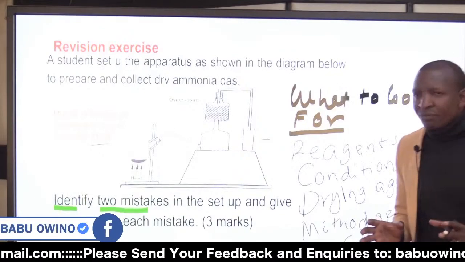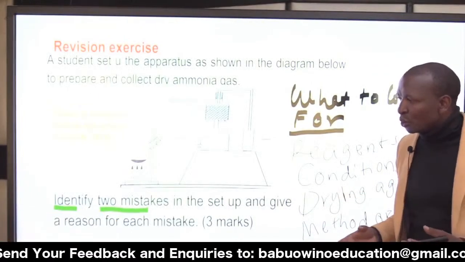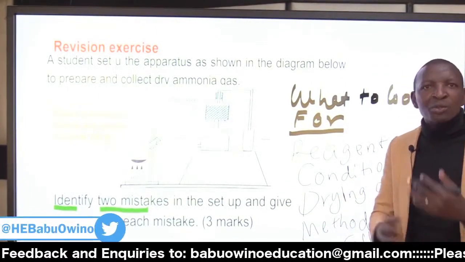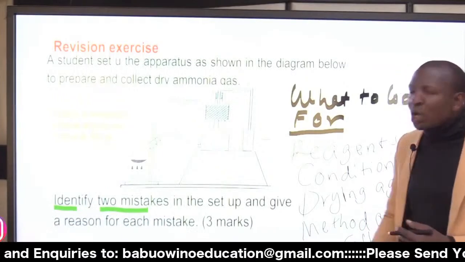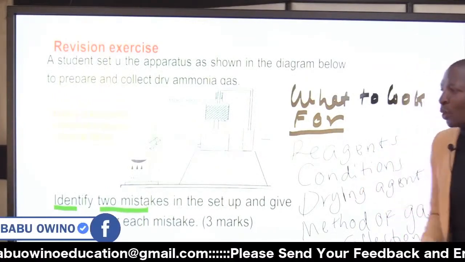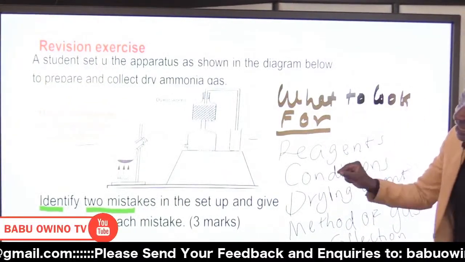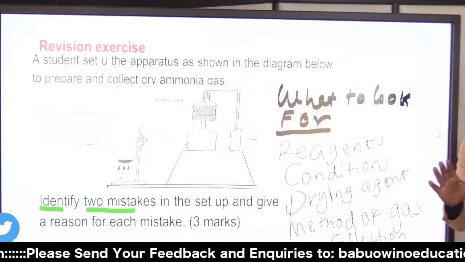So let's start by looking at that. Number 2, because that is where students will fail the exam because they don't know. You set your own exam and you start answering it. When you are told to identify the mistake, don't give the correction. So like the mistake here, the flask is slanting upward. That is the mistake.